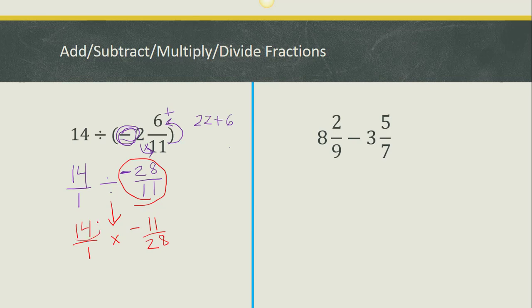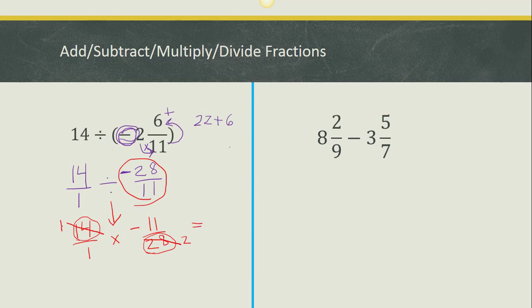Notice the 14 over here and the 28. Both have something in common. We can divide both by 14. So if we divide 14 by itself, we get a 1. Divide 28 by 14, we get a 2. That makes it so much easier.